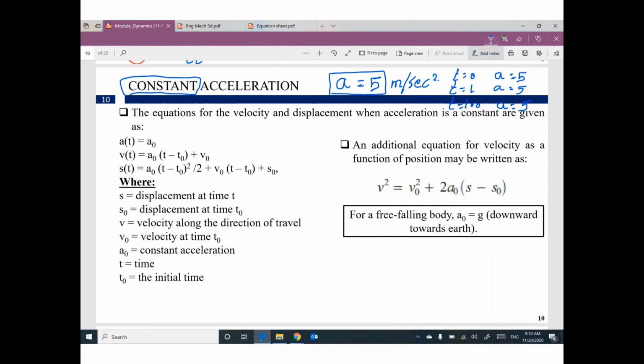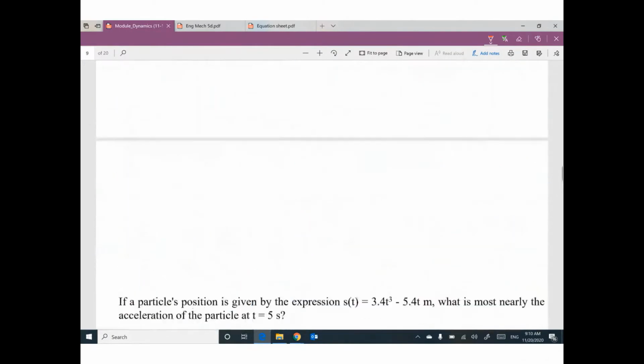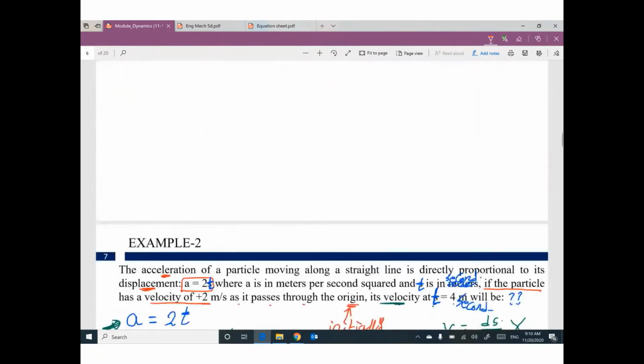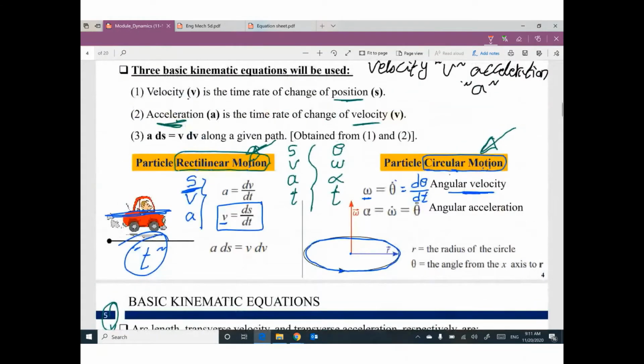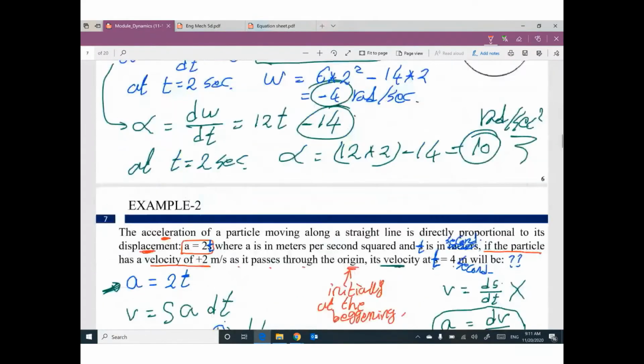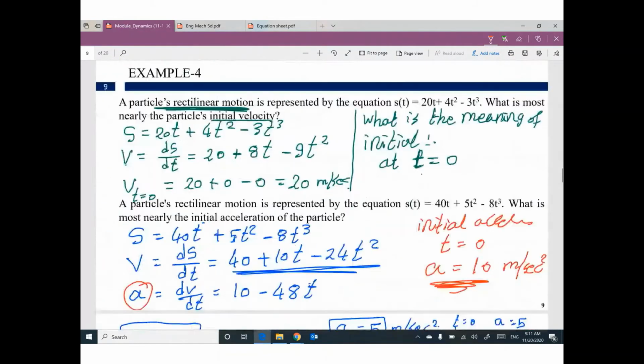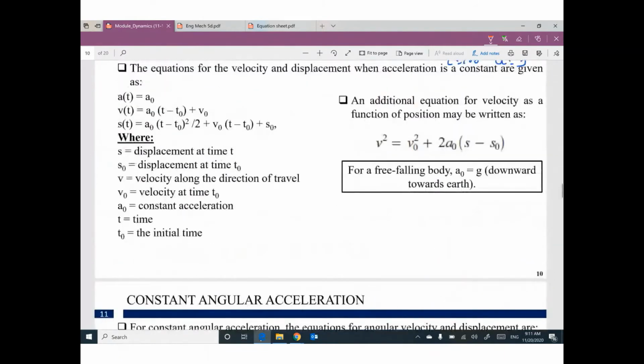So make sure your problem is talking about constant acceleration or variable acceleration. This one, we are talking about variable acceleration as a function of time. But this one is talking about constant acceleration.